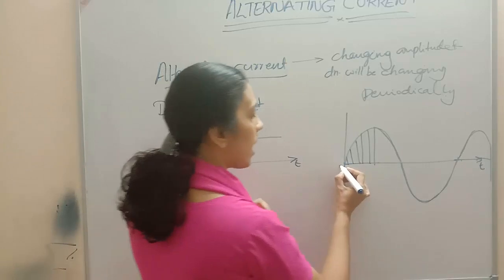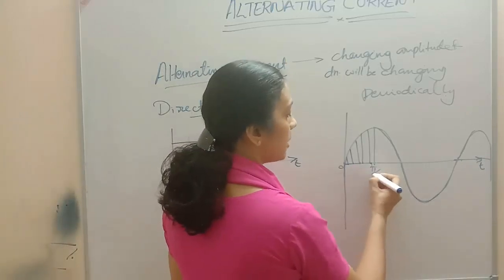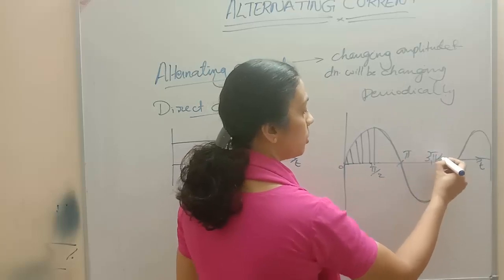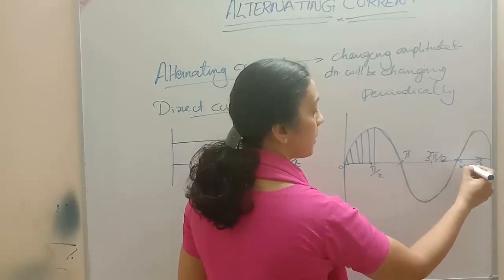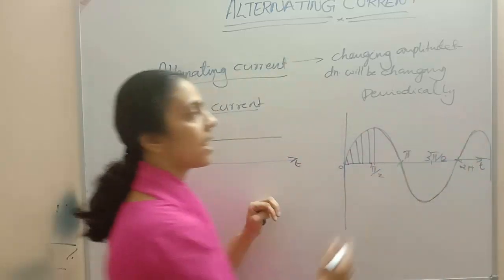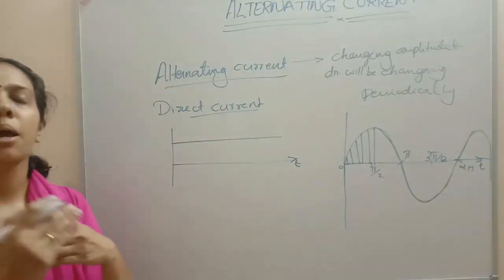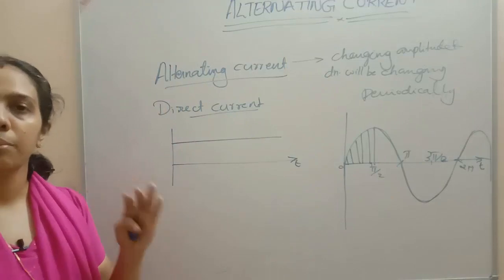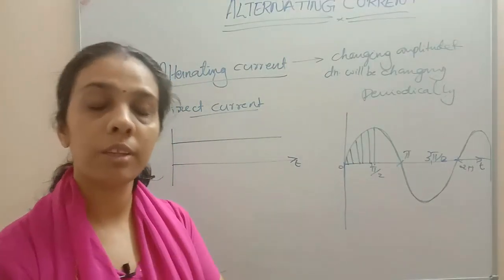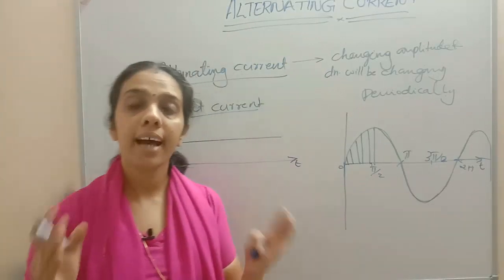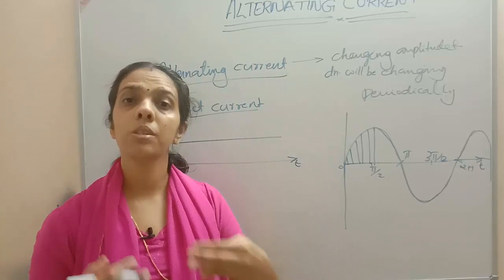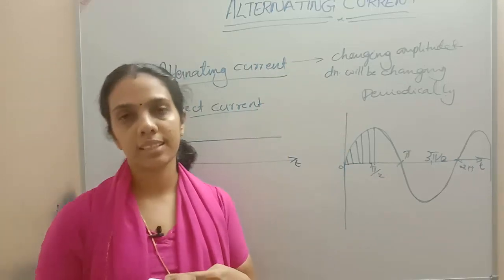If I am considering this as pi by 2, pi, 3 pi by 2, 2 pi like that, the current is changing its direction periodically. That is about the alternating current. So till this chapter, whatever we learned is about the direct current. Now we are going to study the circuits which come in alternating current.